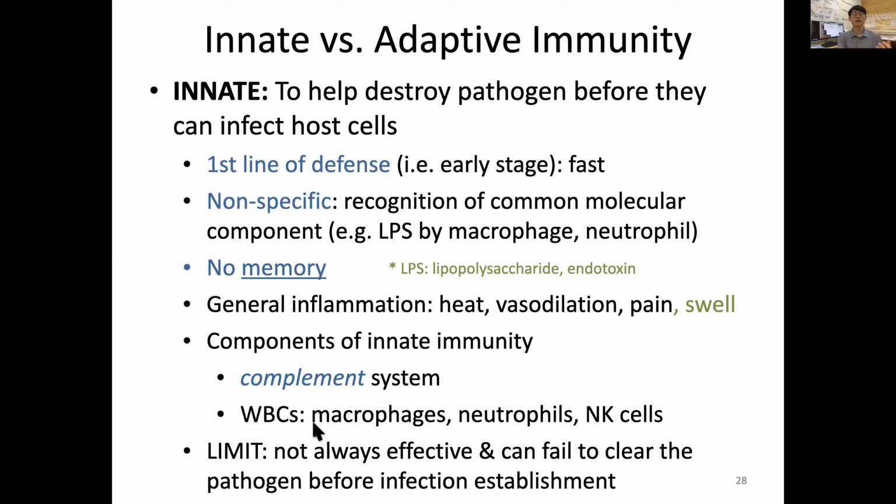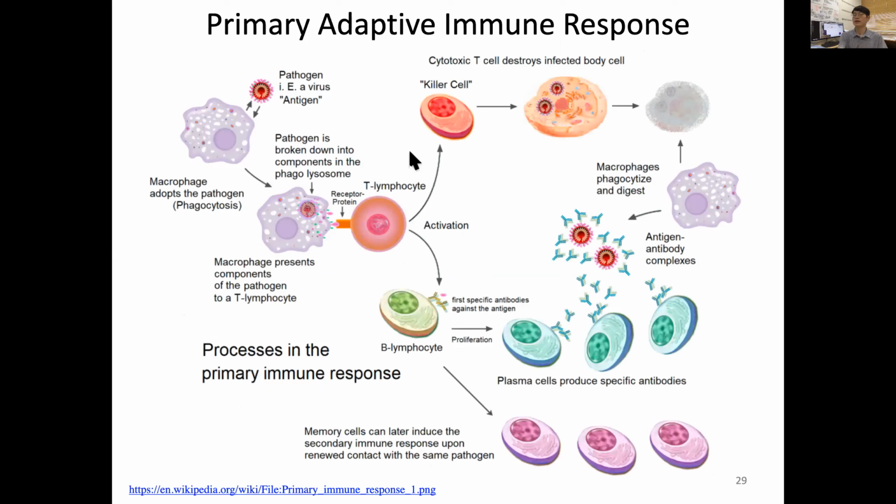So what are the limitations of our innate immunity? They are very quick, but non-specific, with no memory, and they are not always effective. They may fail to clear the pathogen before infection is established. So we have a more elaborate system, which is slower, but adaptive to our external invasion. Here is a diagram showing the primary adaptive immune response.